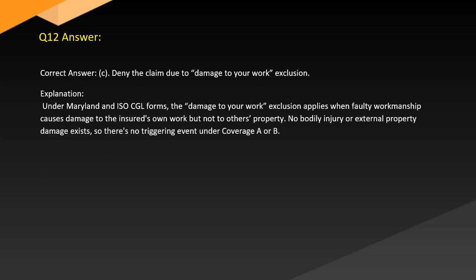Answer. Correct answer: C. Deny the claim due to the damage to your work exclusion. Explanation. Under Maryland and ISO CGL forms, the damage to your work exclusion applies when faulty workmanship causes damage to the insured's own work but not to others' property. No bodily injury or external property damage exists, so there's no triggering event under coverage A or B.